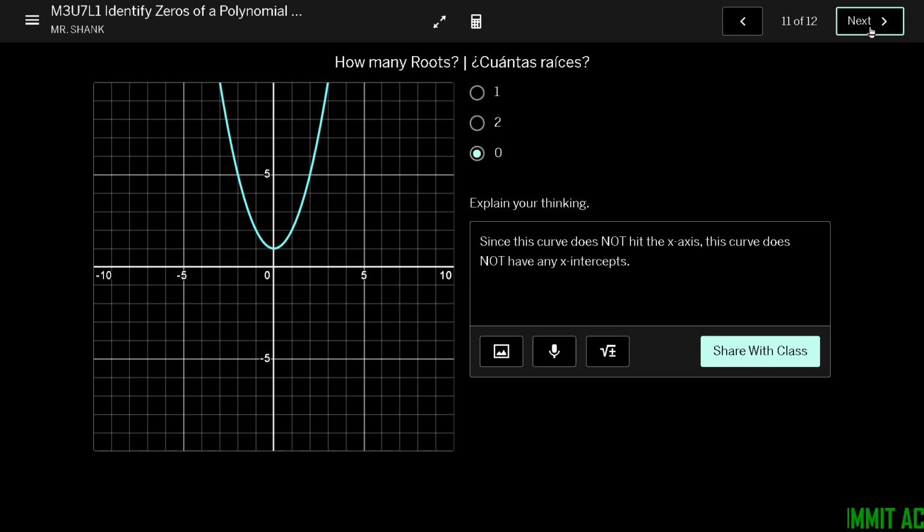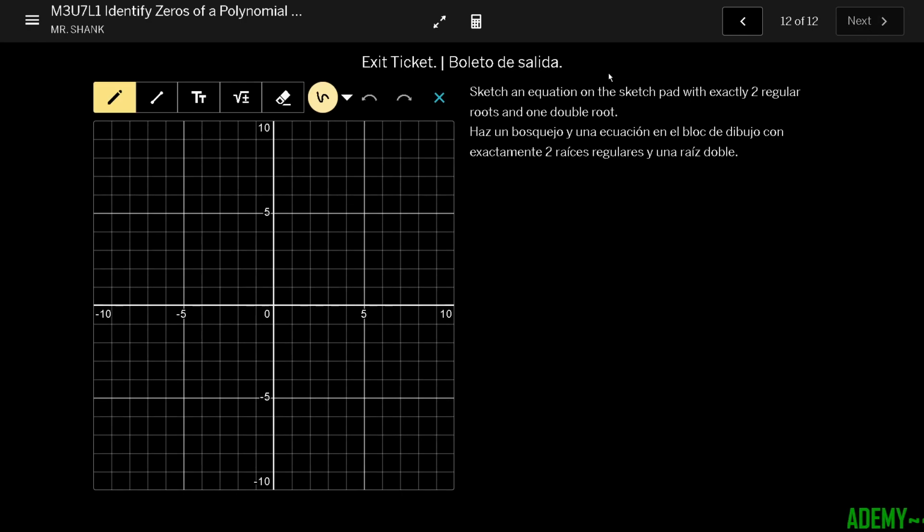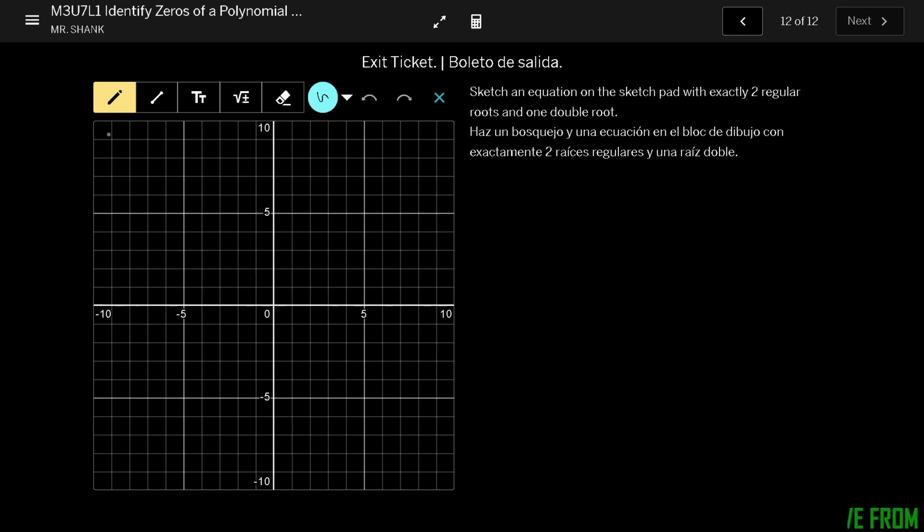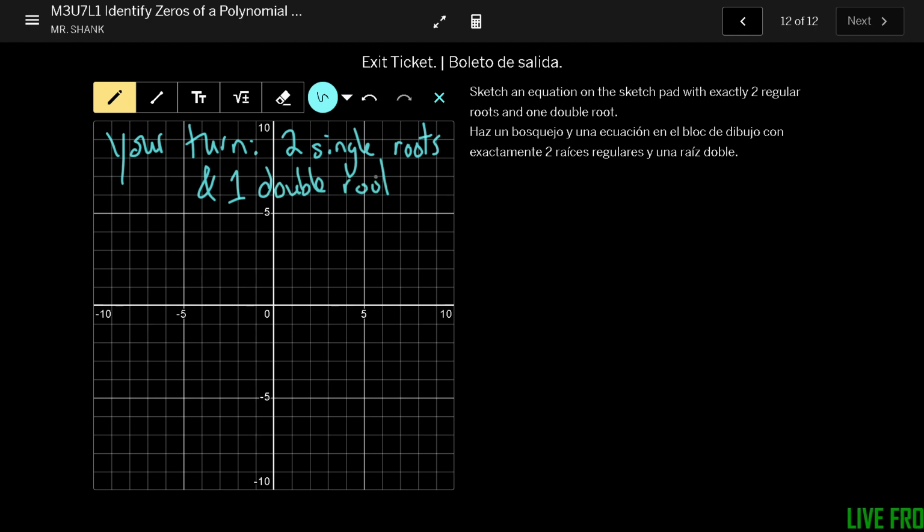And then lastly, for that exit ticket, try to sketch an equation on the sketch pad with exactly 2 regular roots, meaning single roots, and 1 double root. So this is what I need. I want you guys to, so your turn is going to be 2 single roots and 1 double root. So I need to just draw a curve that goes through those points.